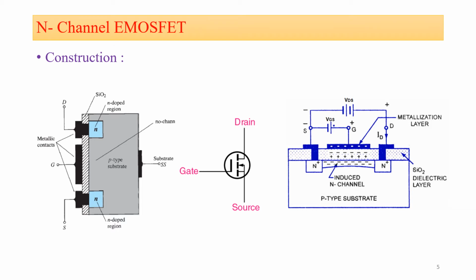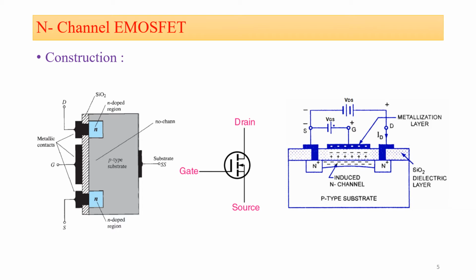VGS is nothing but the gate to source voltage. Here the gate terminal is connected with the positive terminal of the battery and the source is connected with the negative terminal of the battery. Similarly, VDS is also positive, that is, the drain terminal is connected with the positive terminal of the battery and the negative terminal is connected with the source. First of all, no channel is present between the two heavily doped N regions, that's why there is no possibility of current flowing from source to drain. So for this flow of current, we are going to enhance the channel between these two heavily doped N regions.